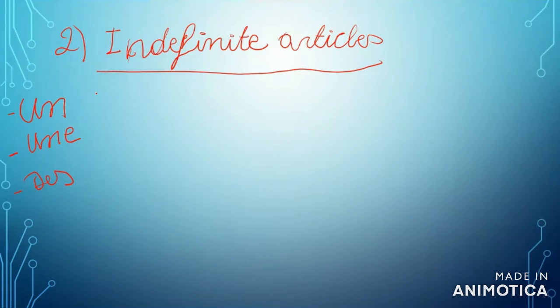Specifically, the first two mean "a" or "an" in English. Then the last one, which is the plural one, means "some". You are with me. So now, when should I use un? When should I use une? And when should I use des?